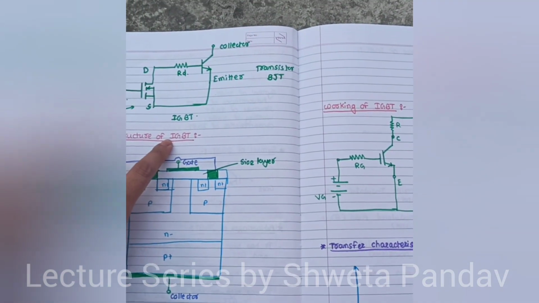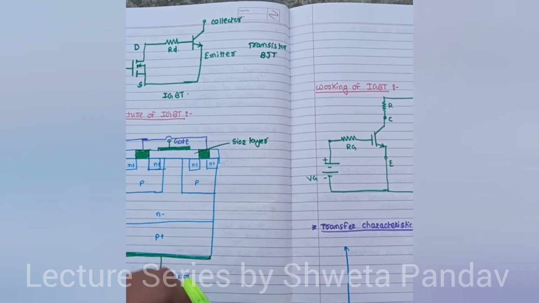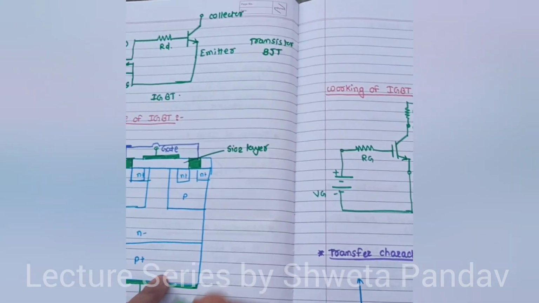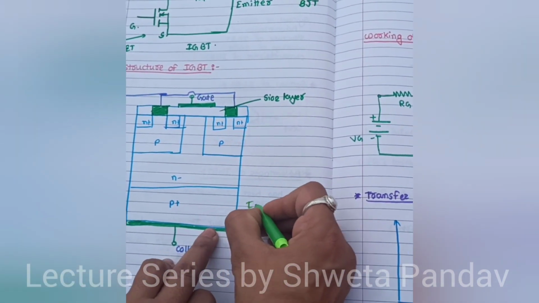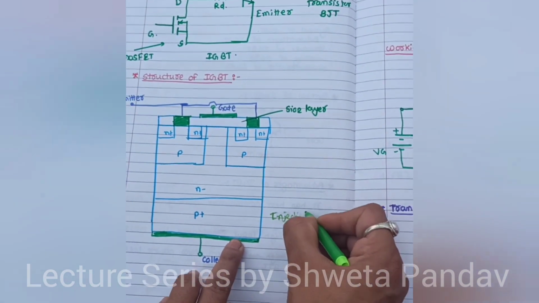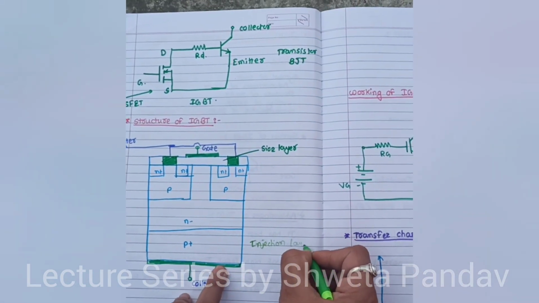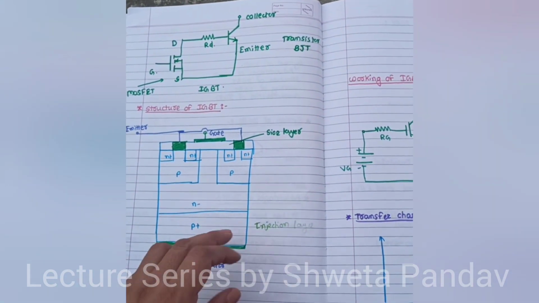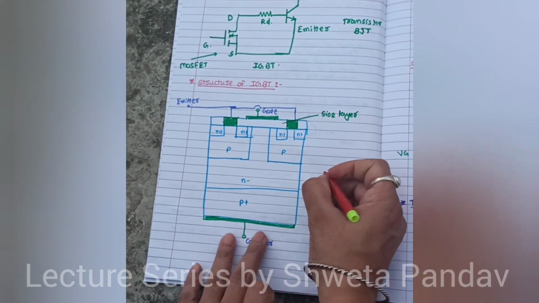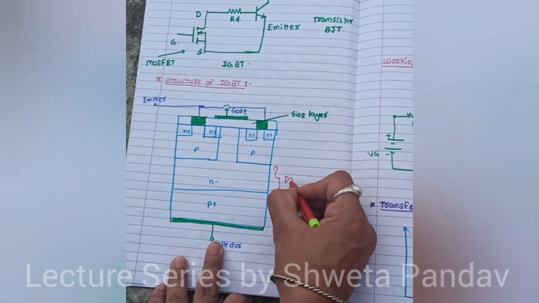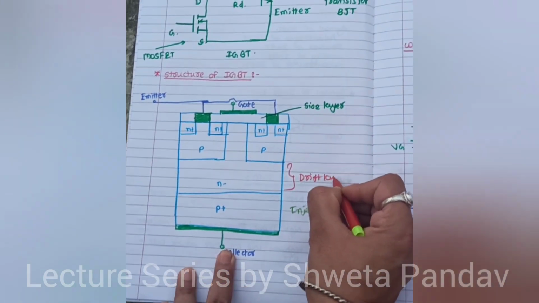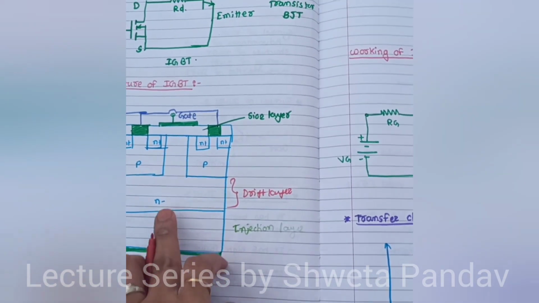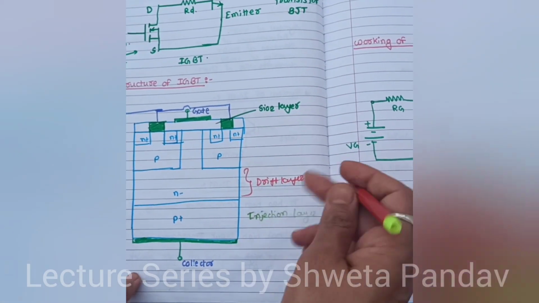Now let us see how it works. What are its different terminals? The last P plus layer is called the injection layer, and the N minus layer is called the drift layer. The P plus region is called the injection layer, and the N minus region is called the drift layer.